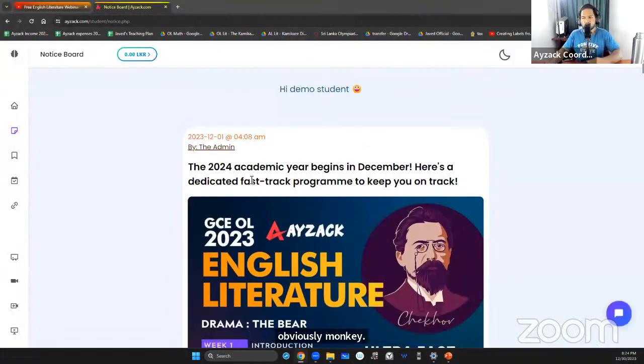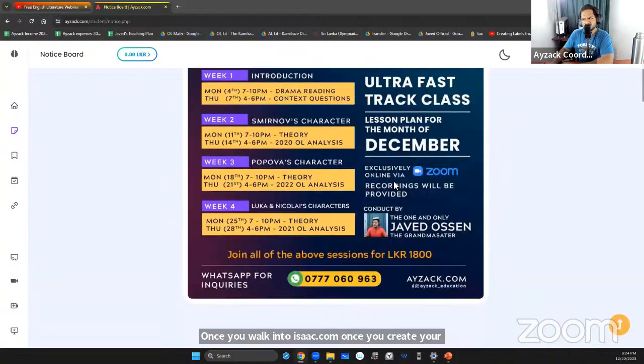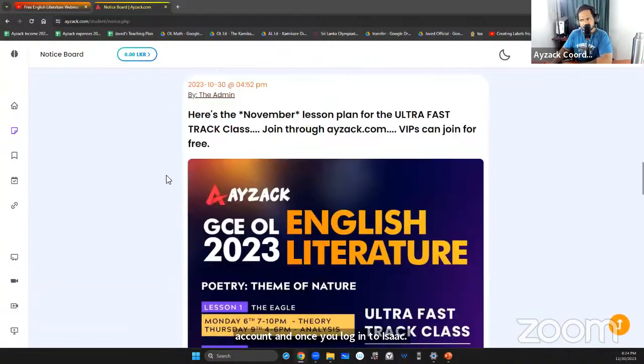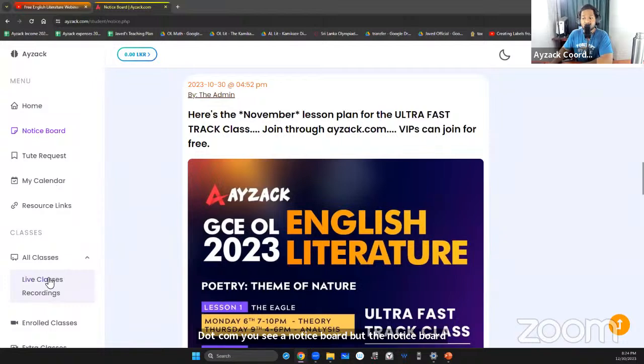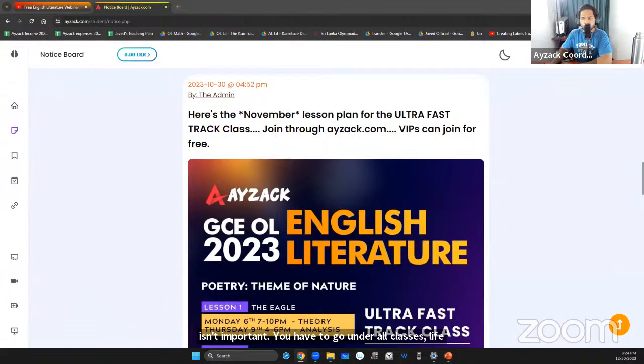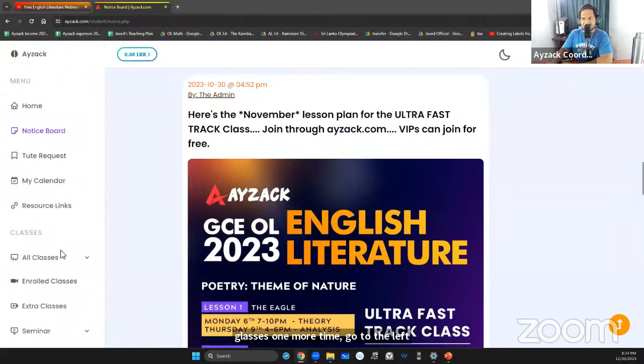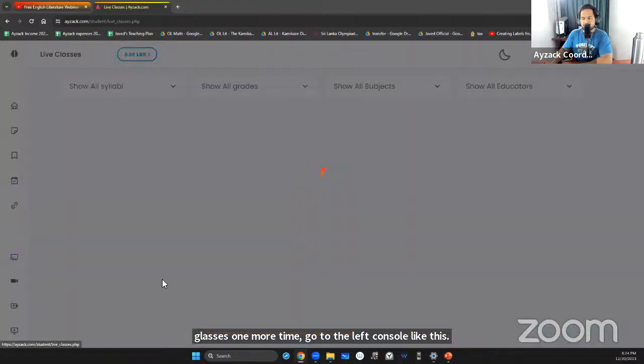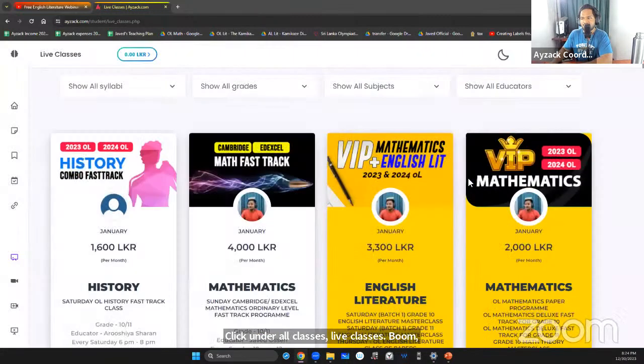Once you create your account and log into isaac.com, you see a notice board, but the notice board isn't important. You have to go under All Classes, Live Classes. One more time, go to the left console like this, click under All Classes, Live Classes. Boom, you're going to see the classes that we have in isaac.com.